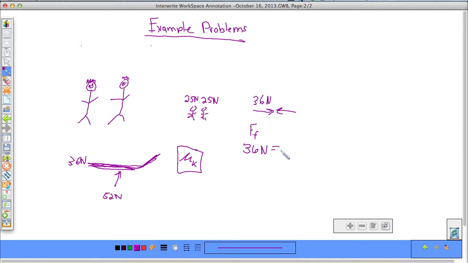And so that's going to equal their coefficient of kinetic friction times their force normal, which they calculated at 52 newtons for their sled. So it's pretty easy. They'll just divide this out. And so they find out that the coefficient of kinetic friction for the concrete on the metal sled is 0.69. All right, so now that they've got that, they can easily calculate how many Oompa Loompas they need.